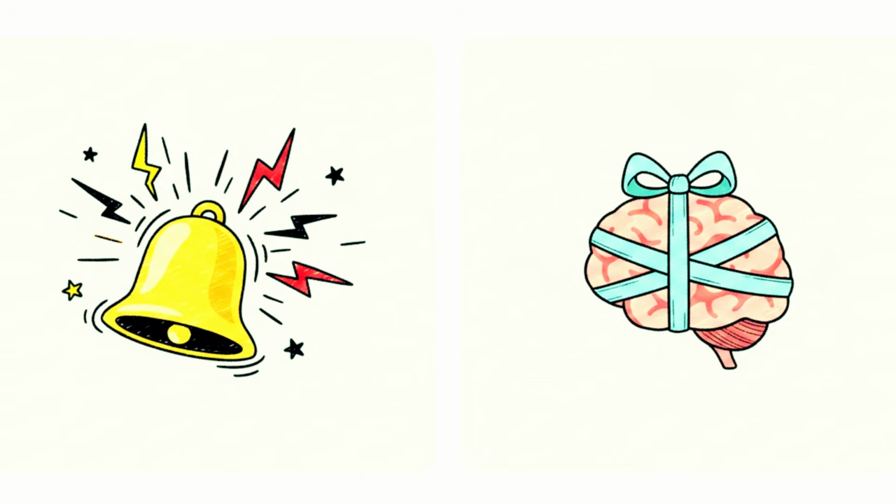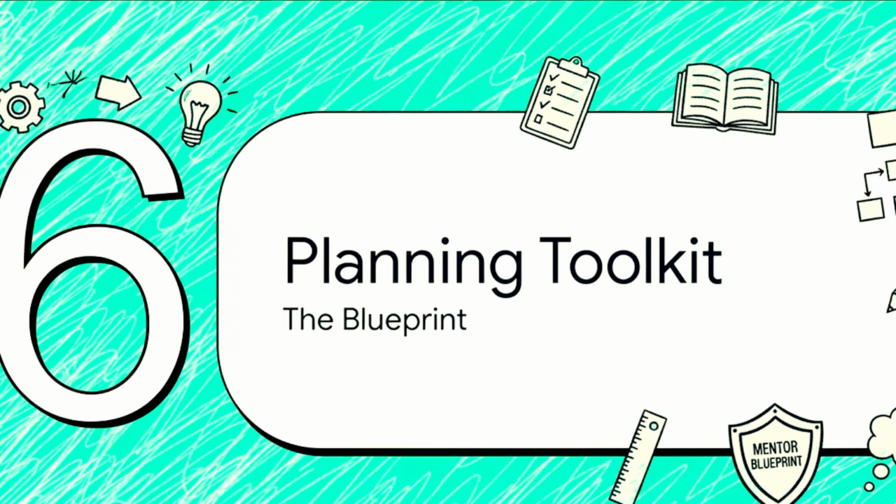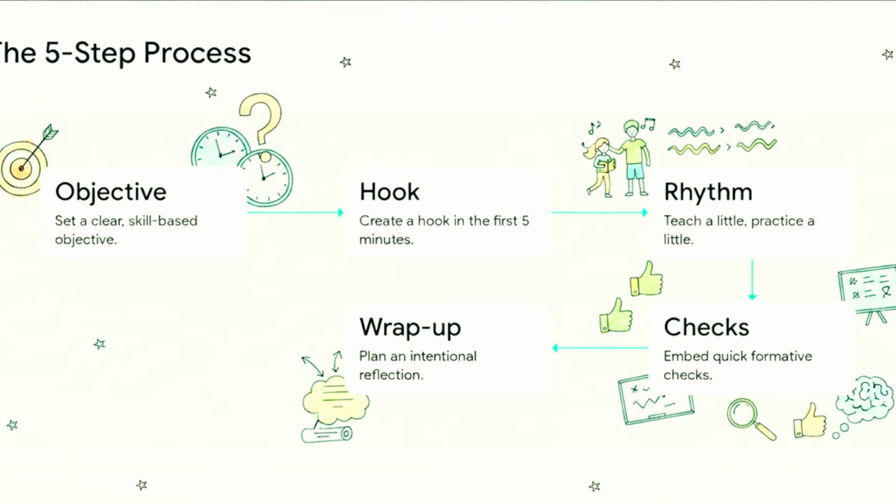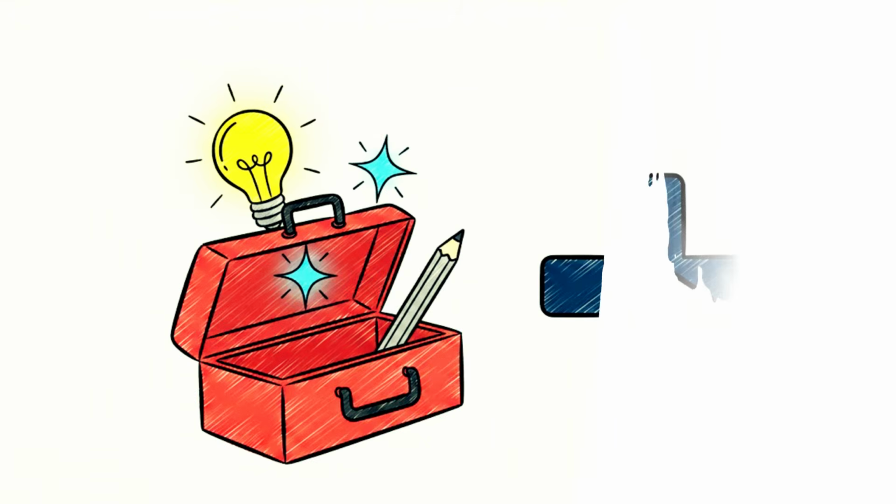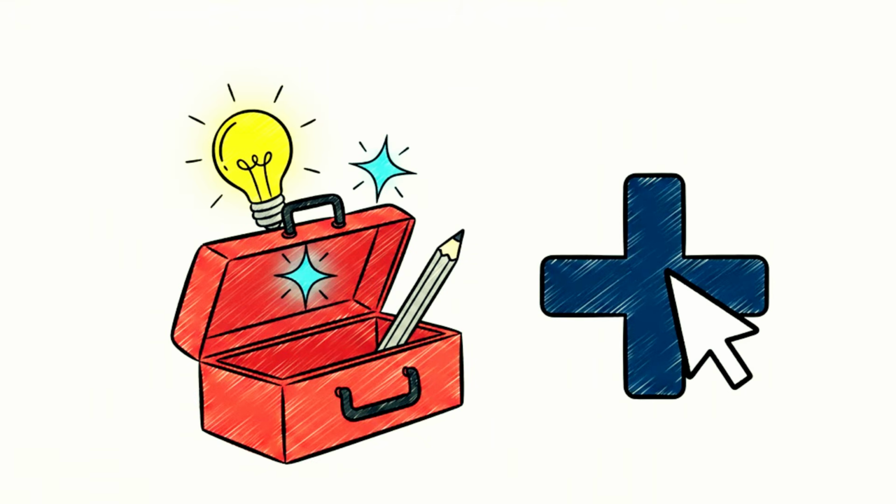Let's pull the whole shebang together in Section 6, your lesson planning toolkit. Here is your reliable roadmap. 1. Set a clear, actionable, skill-based objective. 2. Create a killer hook in those vital first 5 minutes. 3. Use the teach-practice rhythm. Teach a little, practice a little. 4. Embed quick checks, like whiteboards, to monitor understanding. And 5. Plan an intentional wrap-up and reflection. This 5-step framework works for math, history, PE, art, you name it. It's totally universal. I really hope you feel empowered to take this blueprint into your classroom tomorrow.